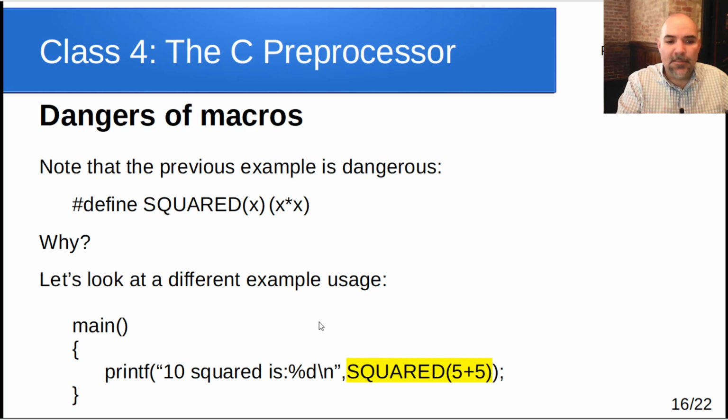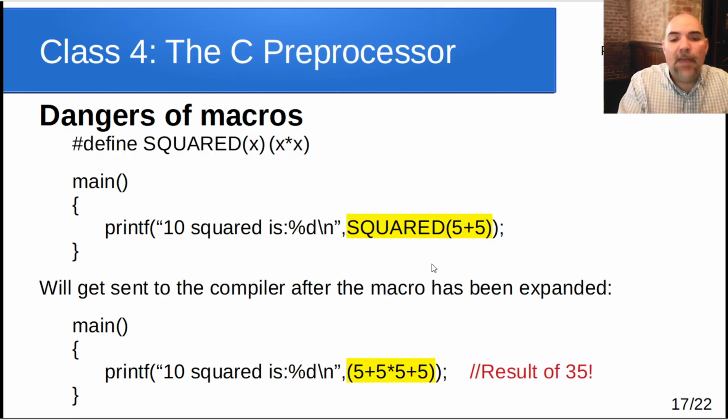But notice that since it's just doing a text replacement, if I were to use it like this, a different usage example would be squared 5 plus 5. Now, if we plug that in, you might say, well, 5 plus 5 is 10, so that should be the same thing. But remember, with macros, it's editing the source code. It's not really doing the 5 plus 5 and getting 10 and then passing that. It's just taking whatever's between the parentheses and pasting that into the source code.